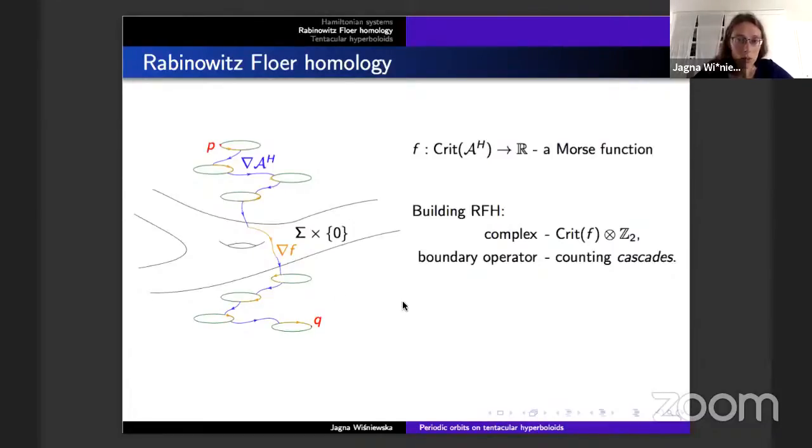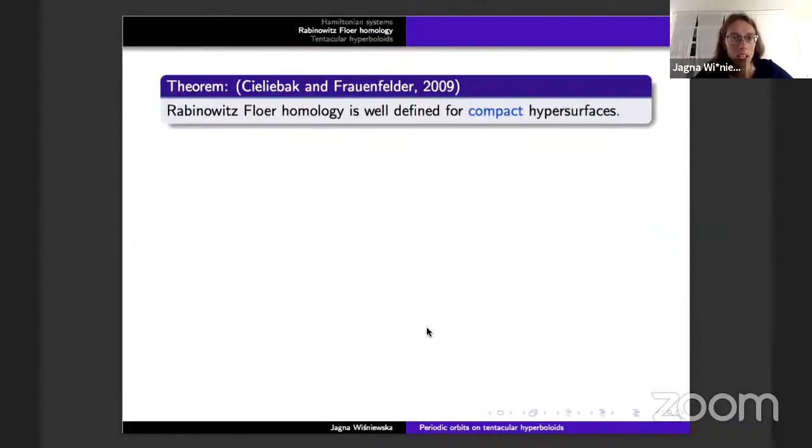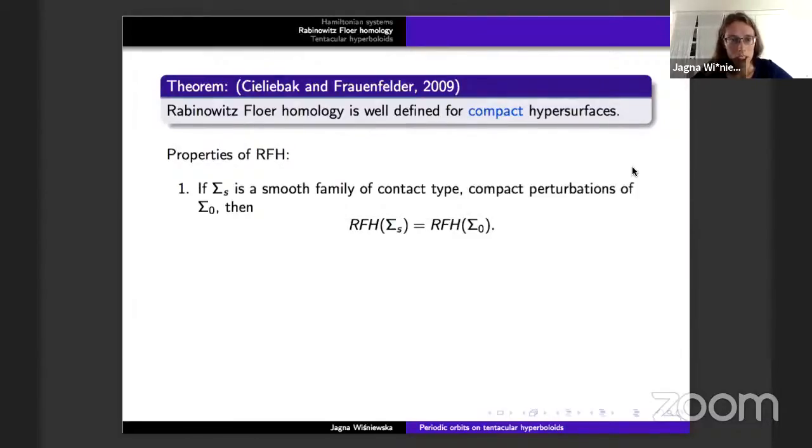So that allows us to define the Rabinowitz-Floer homology, which was first done in 2009 by Cieliebak and Frauenfelder. And they defined the Rabinowitz-Floer homology for compact hypersurfaces. And what were the properties? Of course, the first property was that it is invariant of our choices of the almost complex structure and of the Morse function that was chosen for the construction. But the other interesting property is that it is actually invariant under compact perturbations.